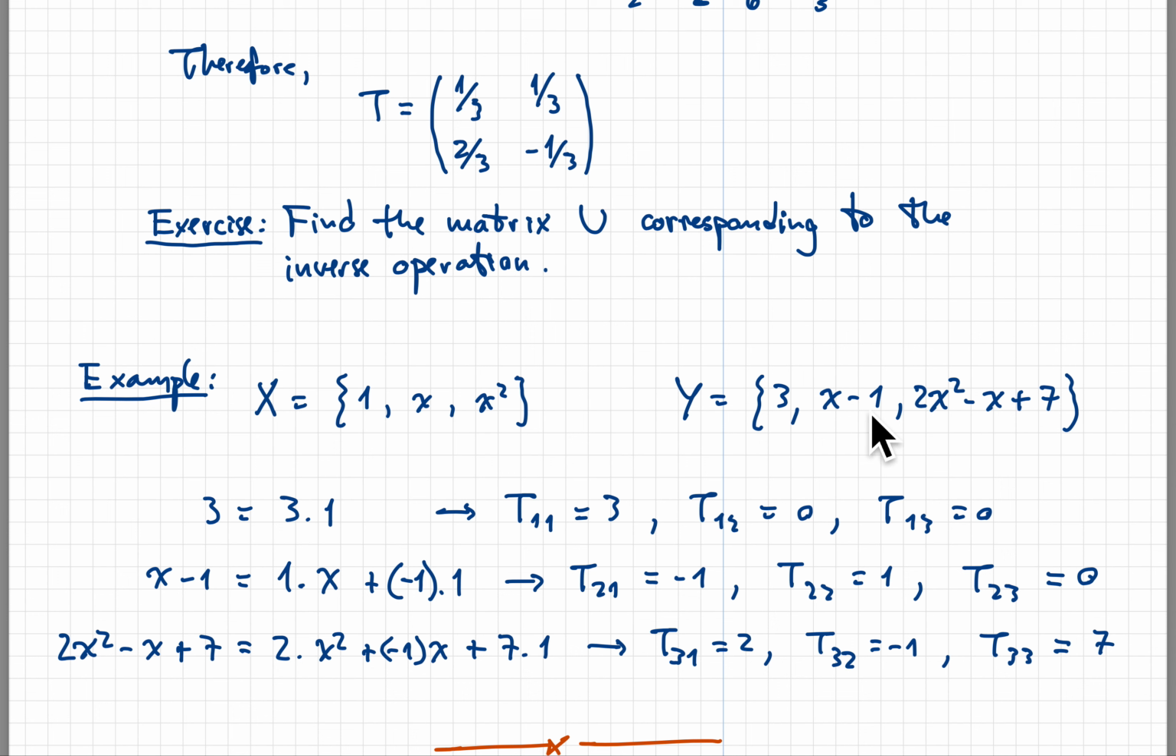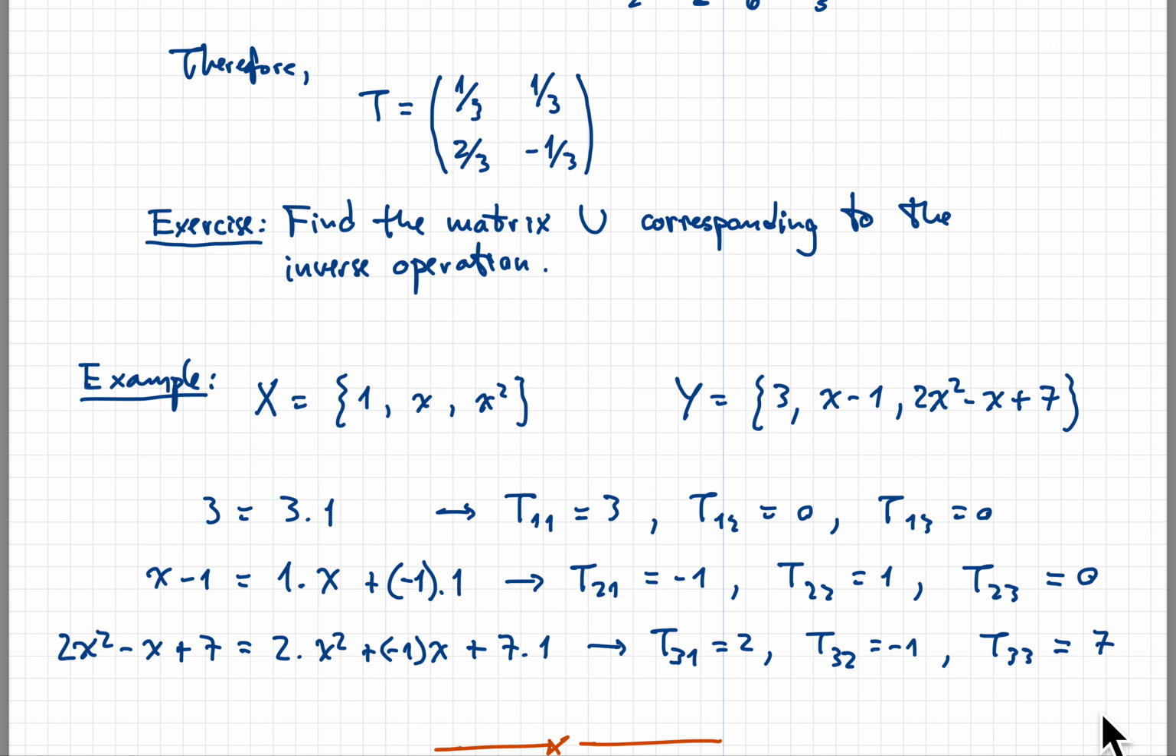Now the story varies a little for x minus 1. So x minus 1 has a component in the direction of x, and a component in the direction of 1. In fact, x minus 1 is 1 times x plus minus 1 times 1. And so that means that t21 is minus 1, t22 is 1, and t23 is 0, because there's no x squared component. Finally, if we take 2x squared minus x plus 7, that is 2 times x squared plus minus 1 times x plus 7 times 1. And so it gives us a 2, a minus 1, and a 7 for each of the components.